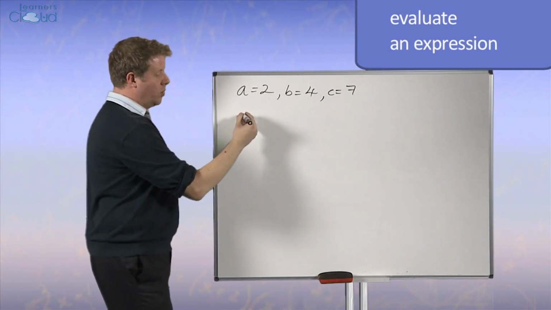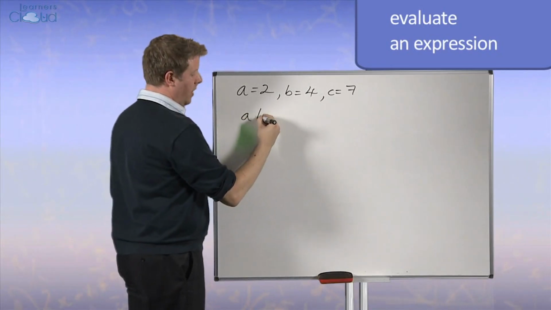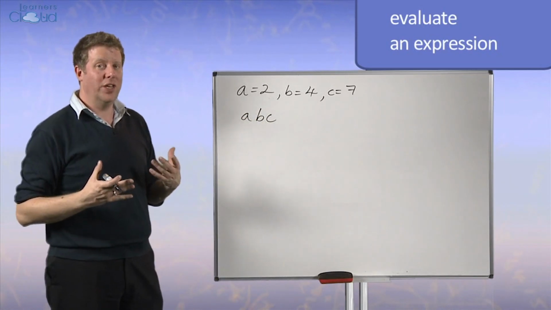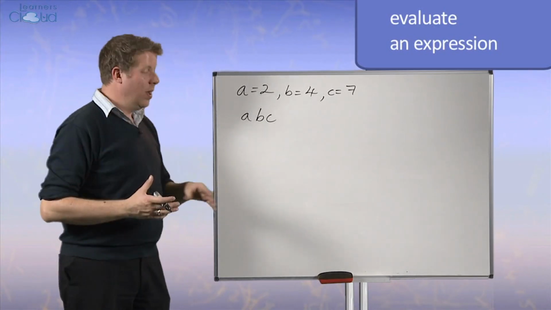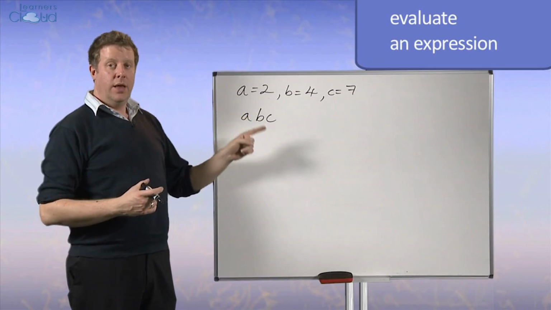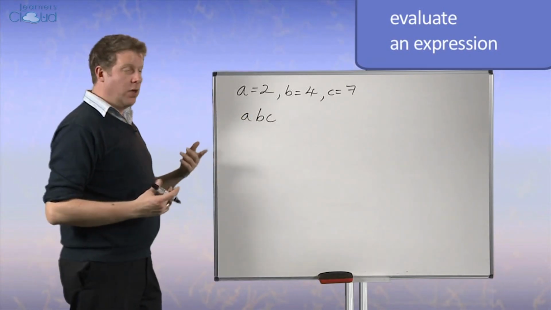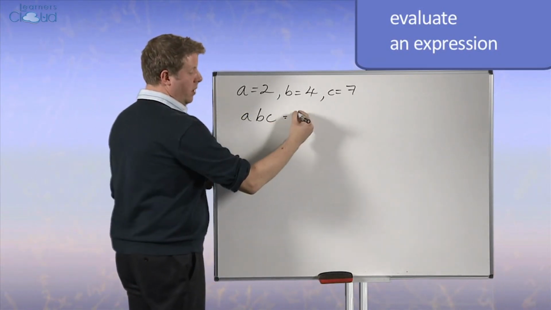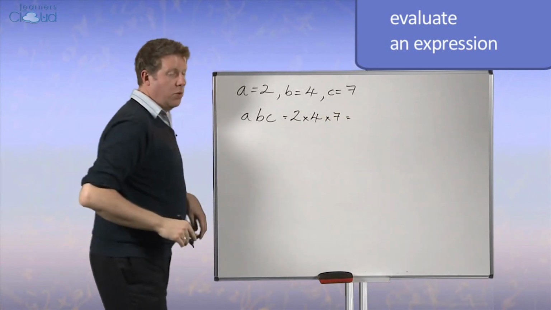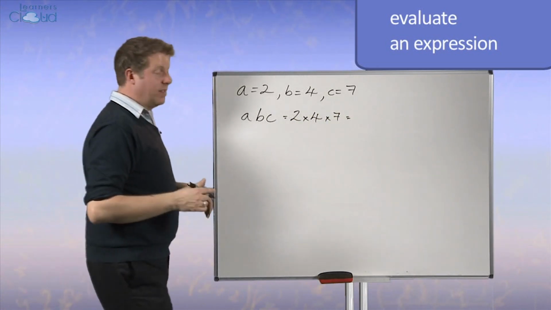Now the first expression we're going to evaluate is this one here, ABC. Using your knowledge of algebra, you should know that ABC means A multiplied by B multiplied by C. So quite simply in this example, our calculation will become 2 multiplied by 4 multiplied by 7, which gives us an answer of 56.